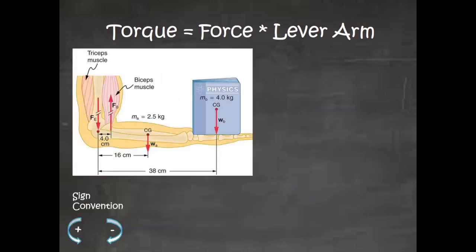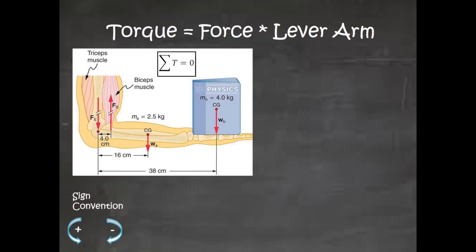Let's start by deciding which point we want to take the torques about. The arm is in equilibrium, so the sum of the torques about any point is 0. Remember that we ultimately want to solve for the force Fb, so we need to be wise when choosing which point to sum the torques about.